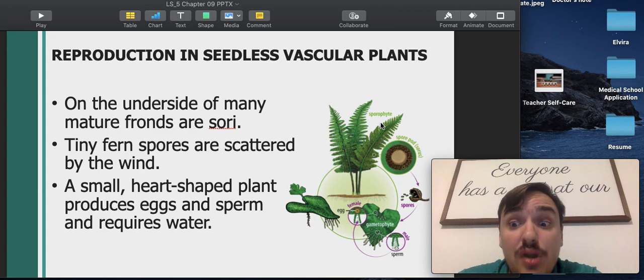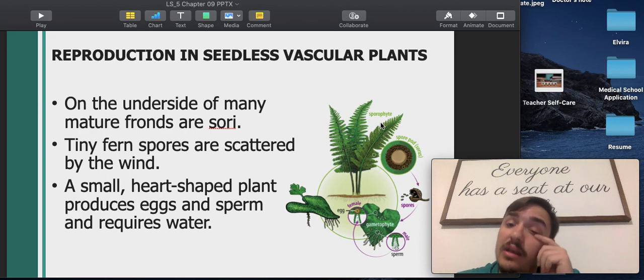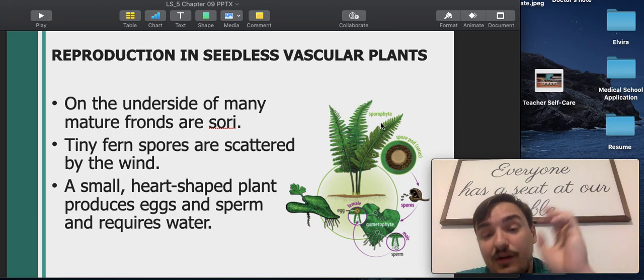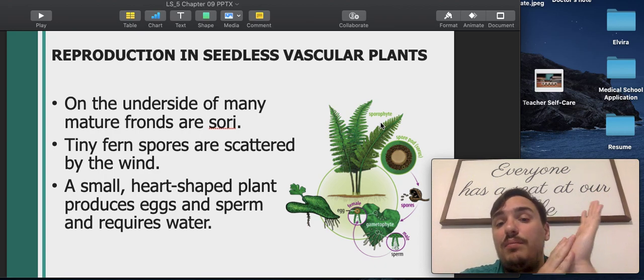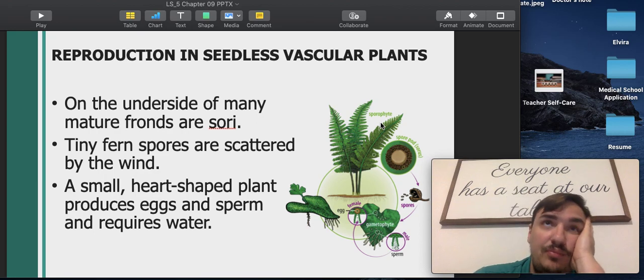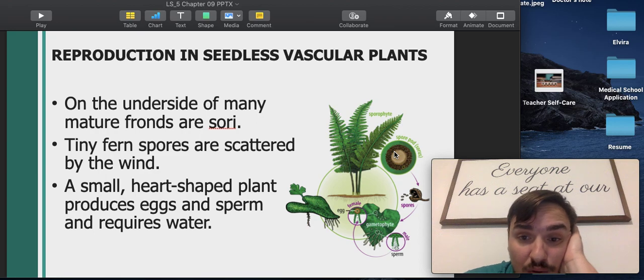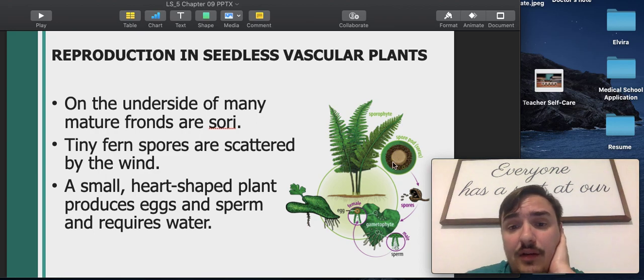Now, how do you know what stage the plant is in? It all depends on what is being produced by the plant. So if you look on the underside of the fern, which you guys have seen because I showed you in class when I brought you that fern, it has those little brown dots underneath the leaf. Those are called sori, or sorus.